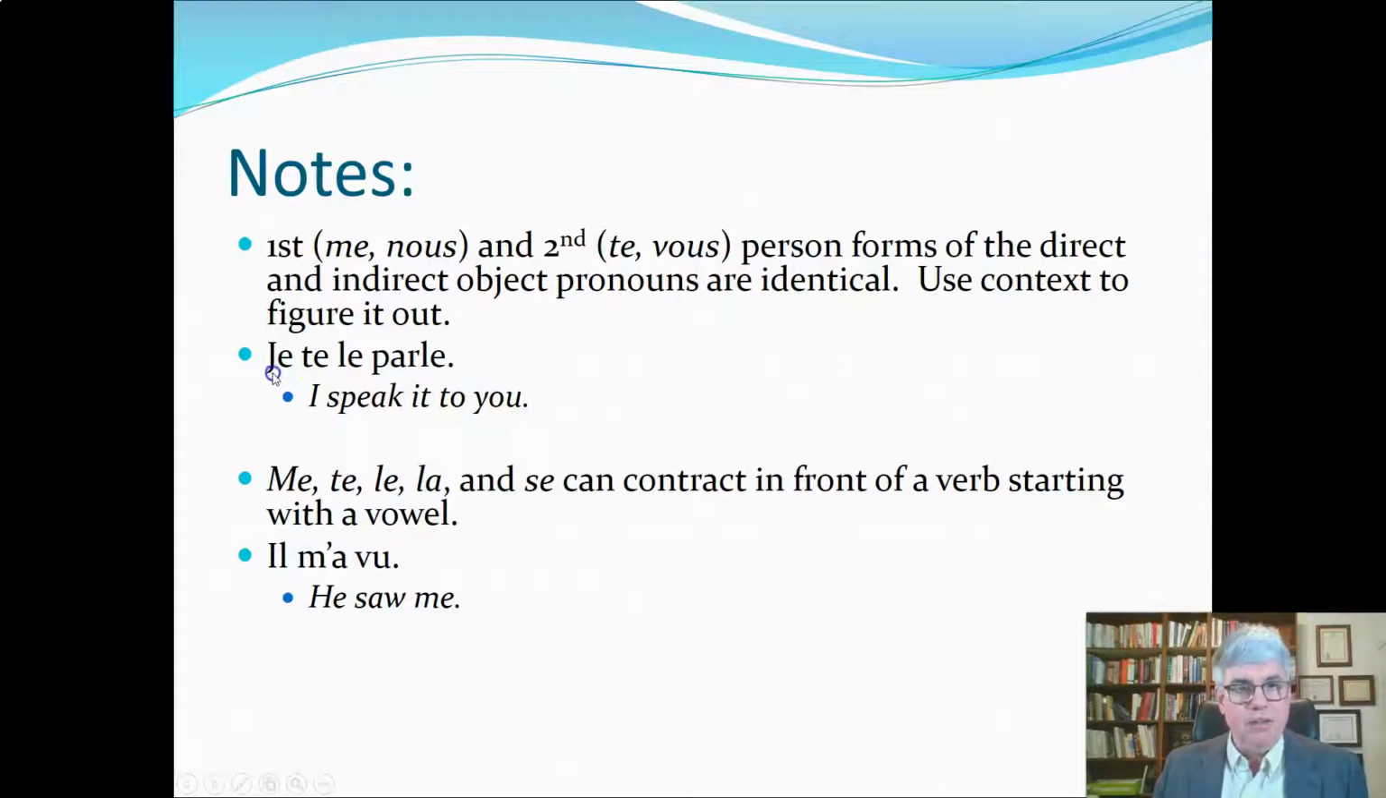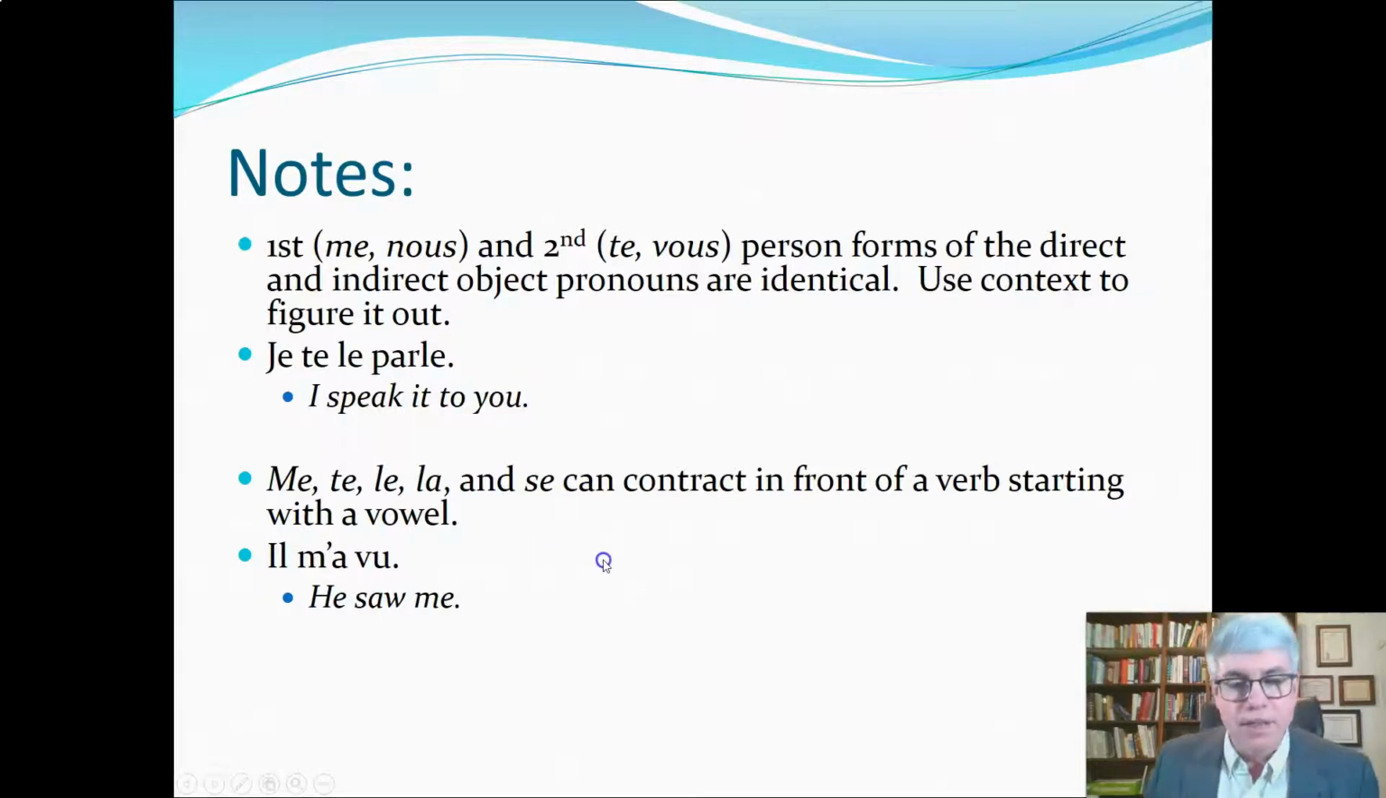So we can have a sentence, je te le parle. Well, here we have le, which we know is a direct object pronoun, because the indirect is lui. So this means the te must be an indirect. So I speak it to you. And we need to put them in the right order for English. There's all kinds of rules for the order in French, but that doesn't help you in translating, so we're not even going to study them. So I speak it to you, or I'm speaking it to you. Maybe like talking about a language or something like that.